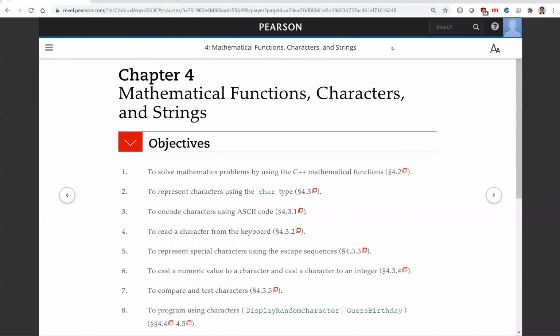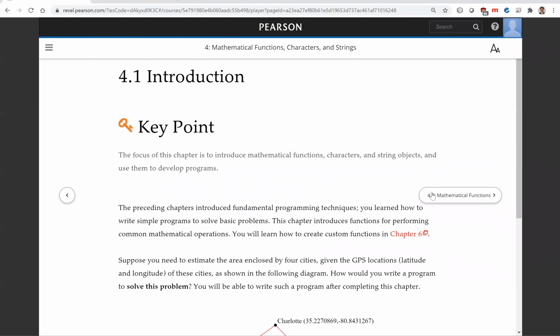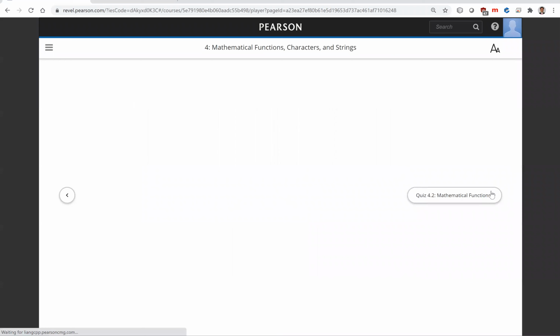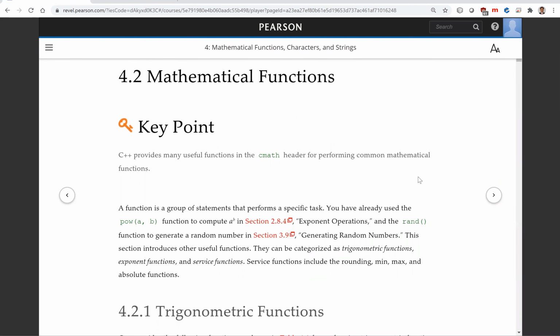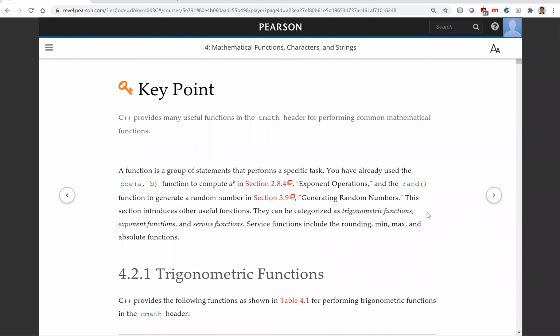Hello, in this video, we will begin to introduce chapter 4. We will cover mathematical functions, characters, and strings. First, let's look at mathematical functions. Mathematical functions can be categorized as trigonometric functions, exponent functions, and rounding functions.